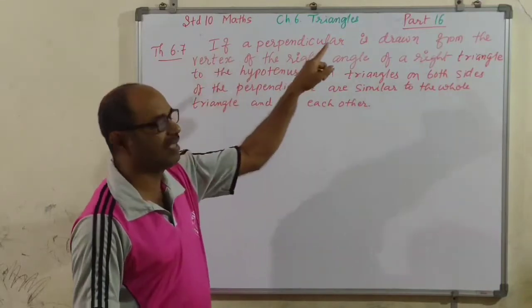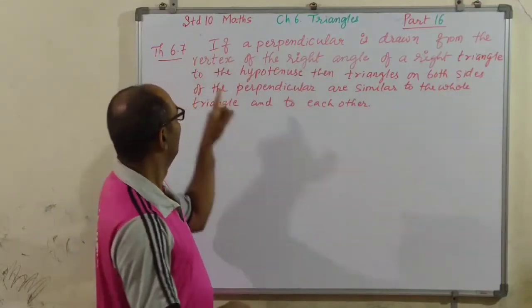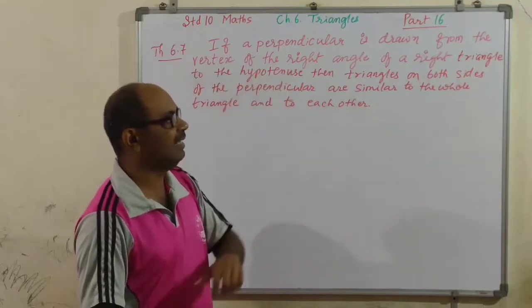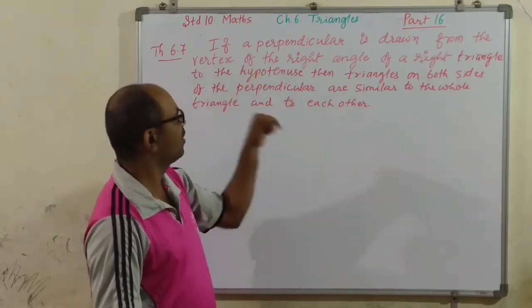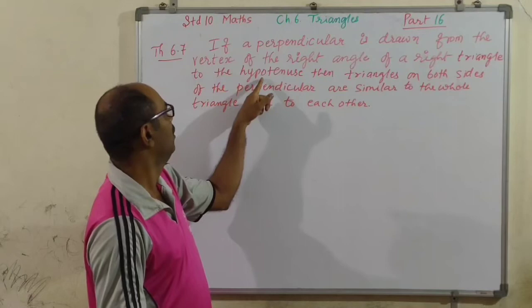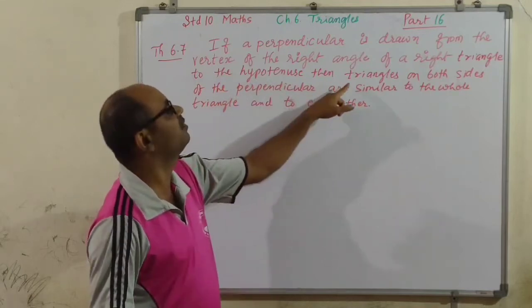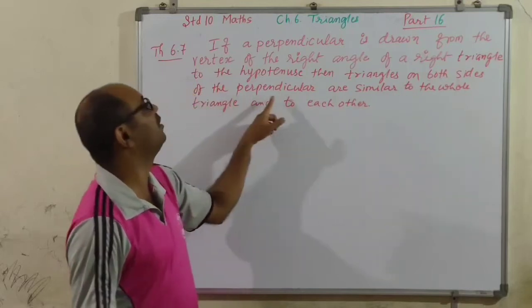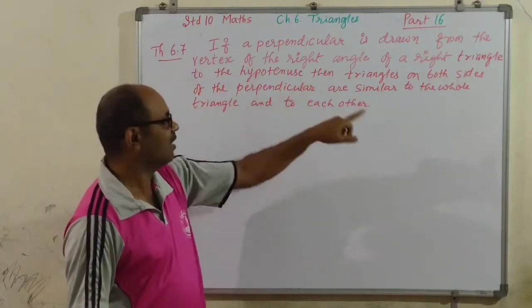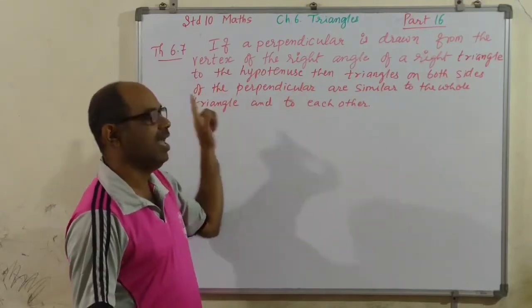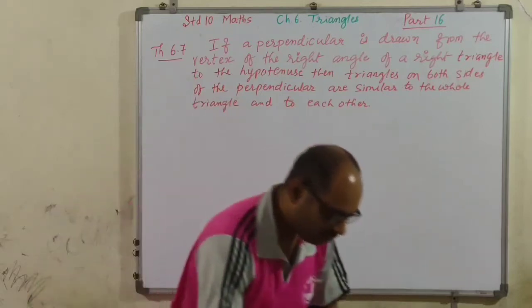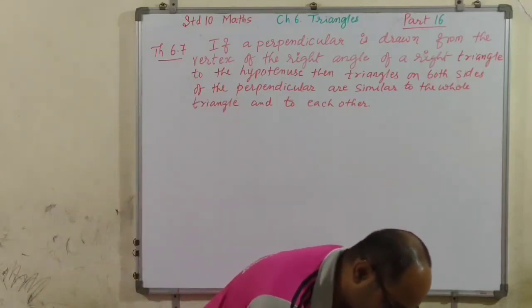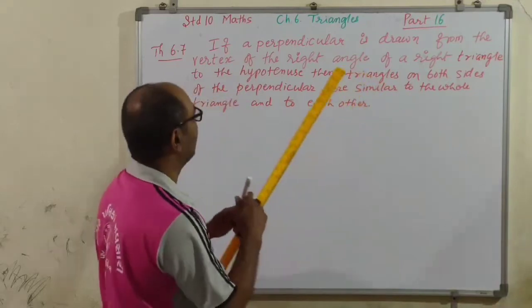If a perpendicular is drawn from the vertex of a right angled triangle to the hypotenuse, then the triangles on both the sides of the perpendicular are similar to the whole triangle and to each other. Alright, very quickly I draw a right triangle.